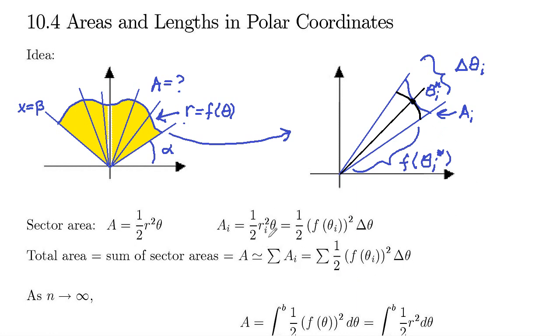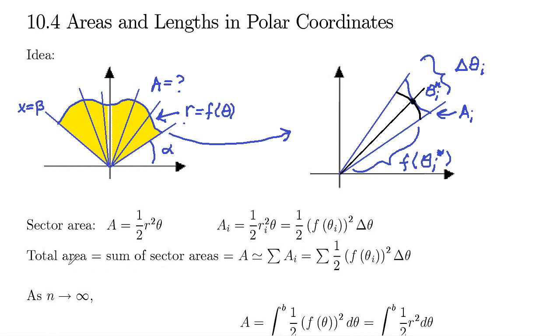So right here we got r sub i squared. We took our theta sample point and plugged it into f. Here I denoted it without the star, and then squared it. And then this is change in theta. Now if we make all these the same, we don't need to subscript it with an i. And that's what we did here. So the area of the ith sector is all in terms of theta here.